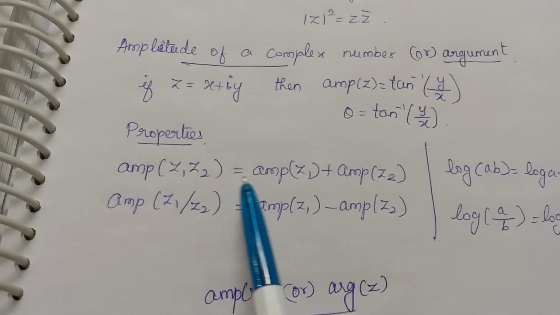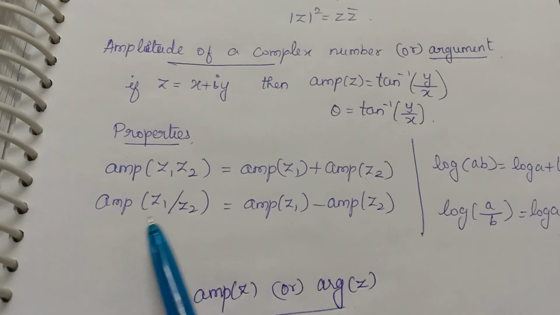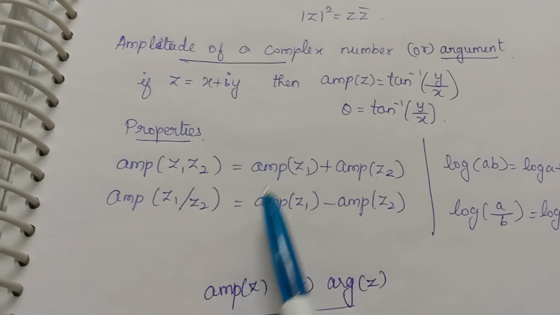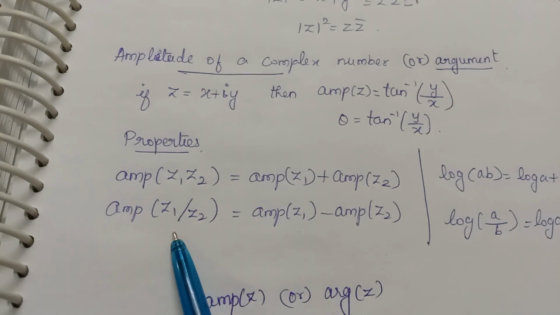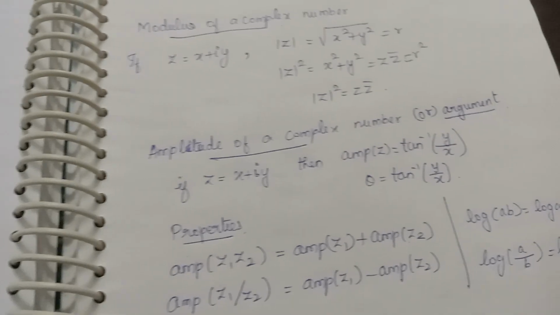Amplitude of z1 into z2 equal to amplitude of z1 plus amplitude of z2, and similarly amplitude of z1 by z2 equal to amplitude of z1 minus amplitude of z2. Okay, so let's see some examples.